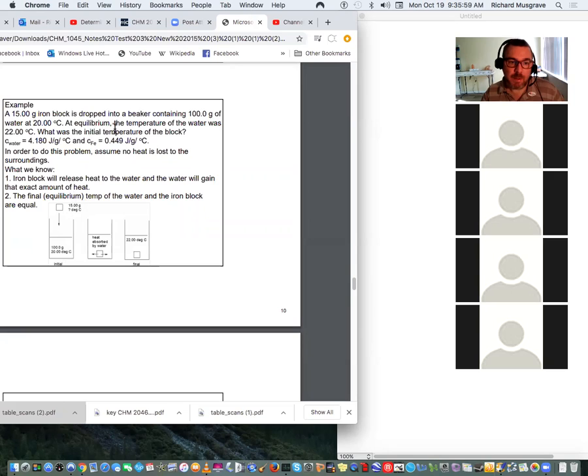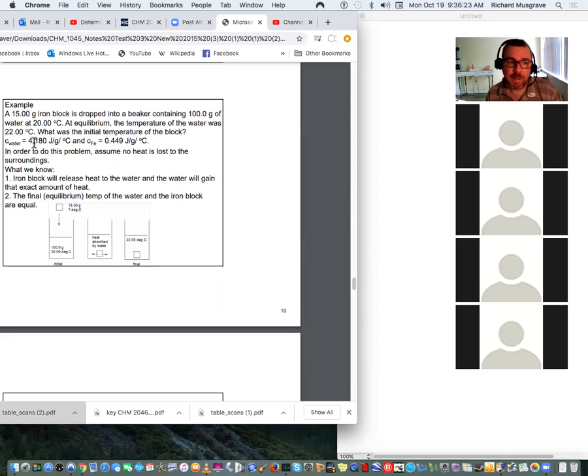Now, we know that the iron block is dropped into the water, and you can see that the temperature of the water has gone up to 22.00 degrees. And the question here is, what was the initial temperature of the block? Now, I think what's really important here is to really be cognizant of what you're looking for and what you expect to have had happen.